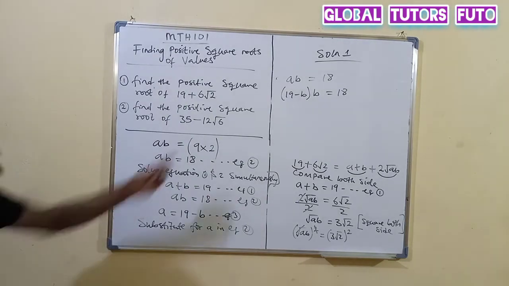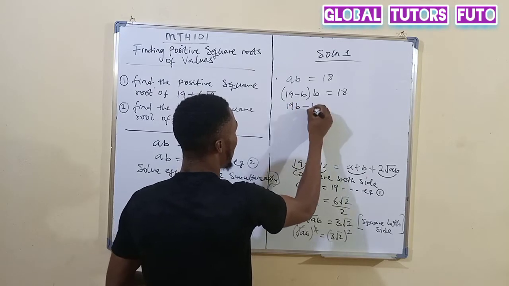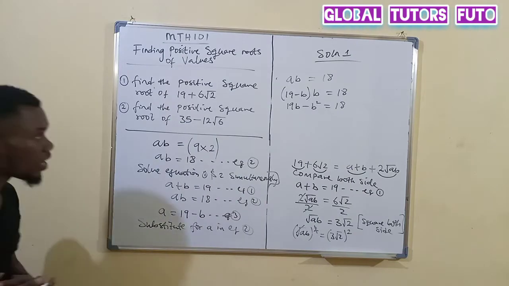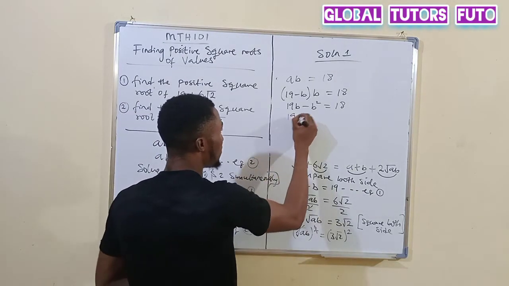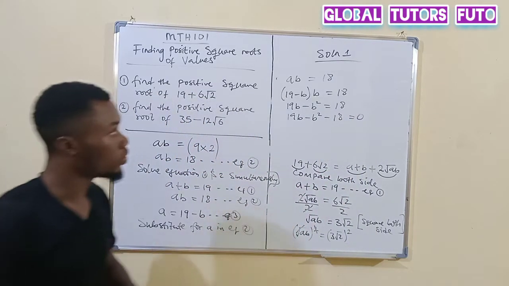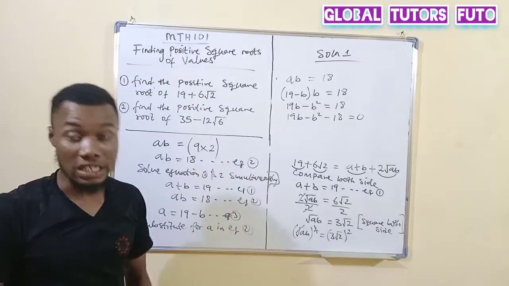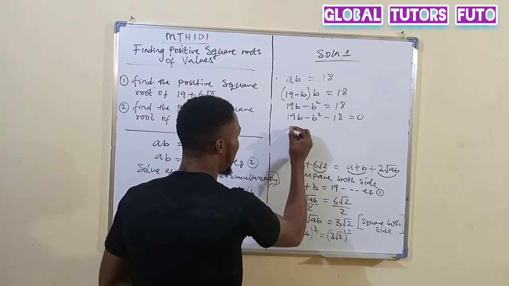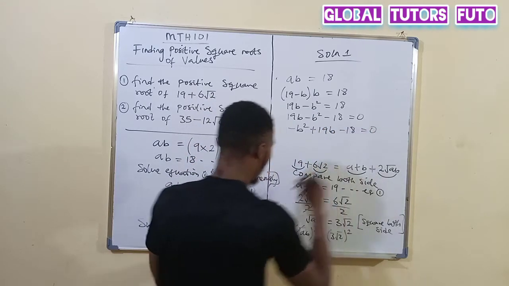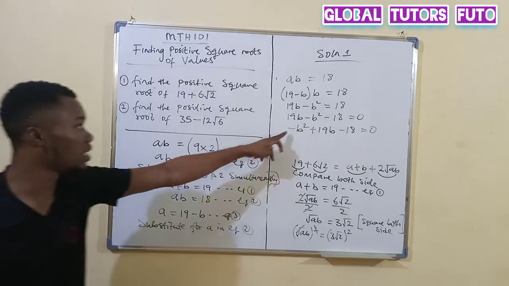So at this point, we are going to expand this. 19 times B will give us 19B minus B squared is equal to what? 18. Let's bring this one inside, so that it will be equal to 0. We have 19B minus B squared minus 18 is equal to 0. So this thing now looks exactly like a quadratic equation. If I rearrange this, I have minus B squared plus 19B minus 18 is equal to 0. But look at this, that has the highest power, it has a negative value.